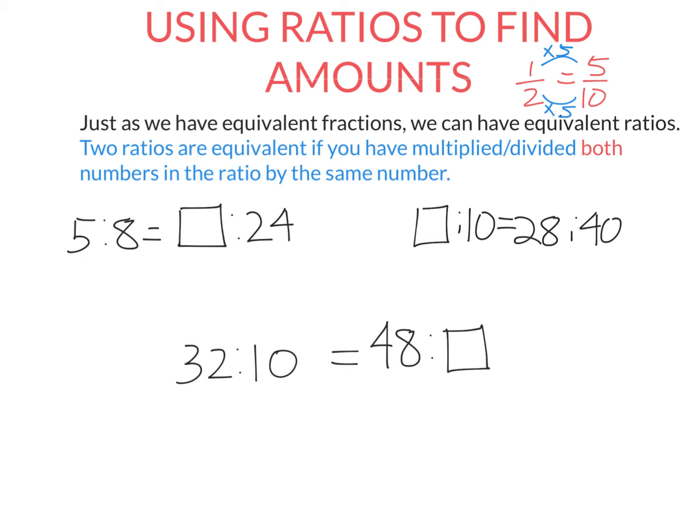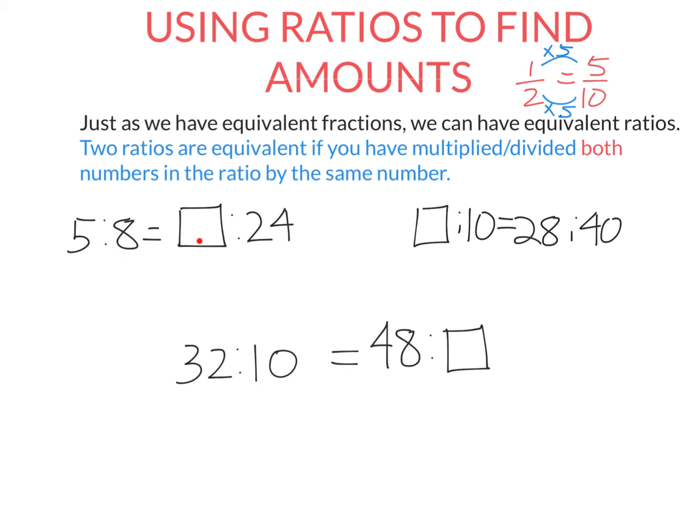There's a very similar rule for ratios, except we don't talk about top and bottom, we talk about first and second numbers, or left and right numbers. So two ratios will be the same if you've times the first number, the number on the left, by the same thing that you have times the number on the right by. Okay, so let's use this to find unknown numbers.